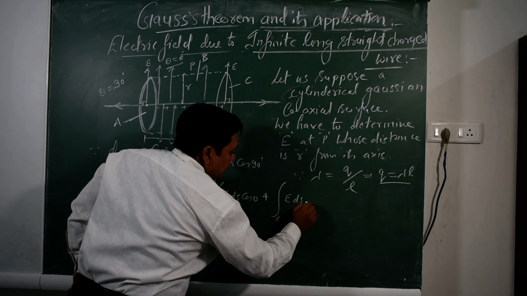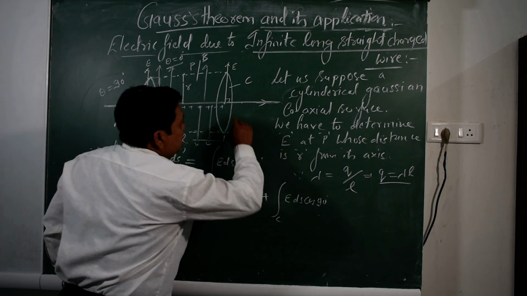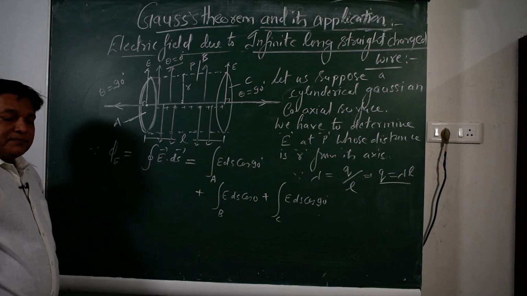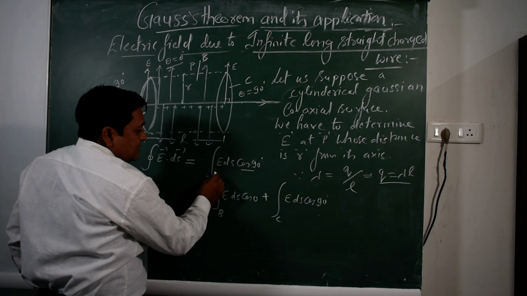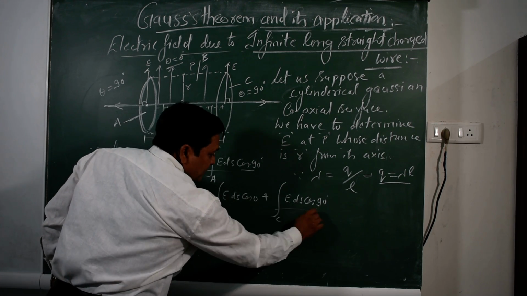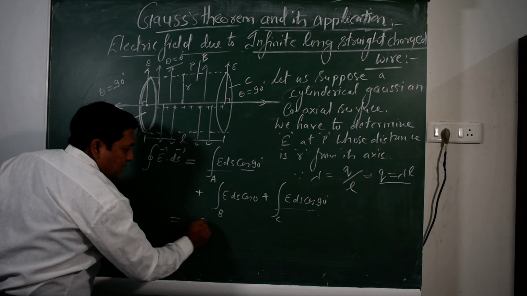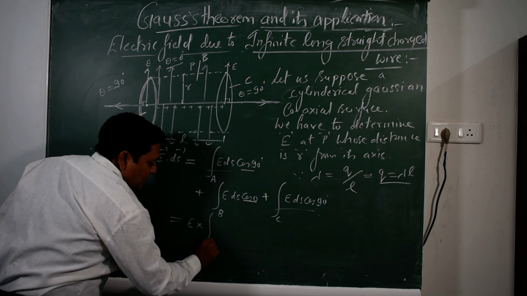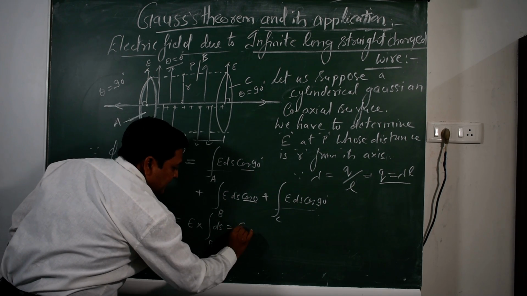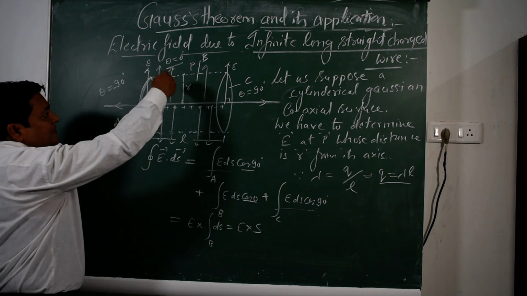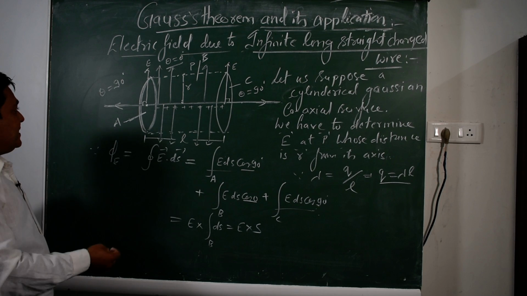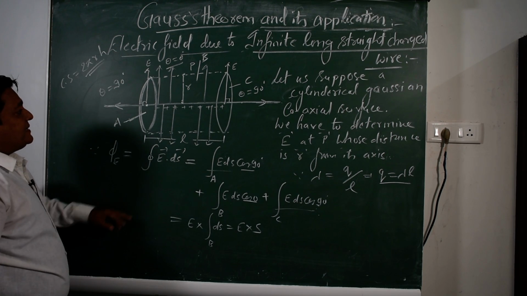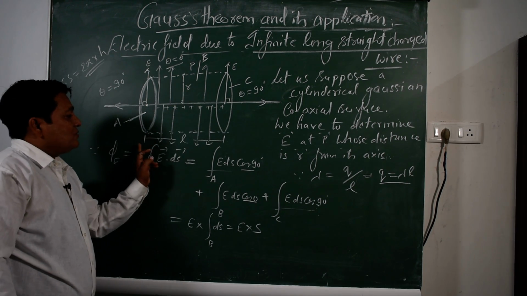vector E ds, again the angle between E and ds is 90 degrees here. So theta is equal to 90 degrees. Cos 90 is 0, so its value will become 0. What is left out here? Cos 0 is equal to 1, E into the integration of ds, and the integration of ds is equal to E into S, meaning the curved surface area of a cylinder. The curved surface area of a cylinder is equal to 2 pi r h. The distance of P here is r and its total length is L.